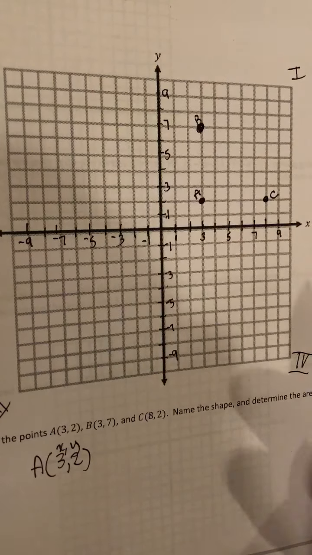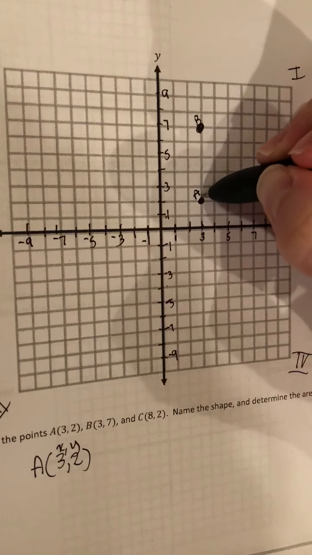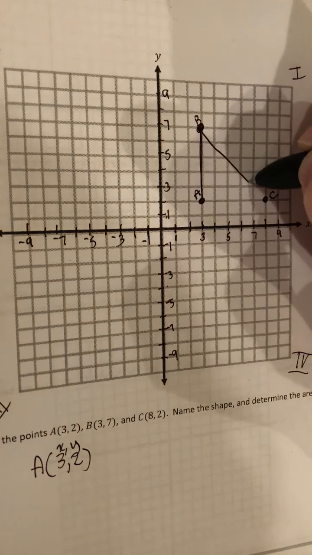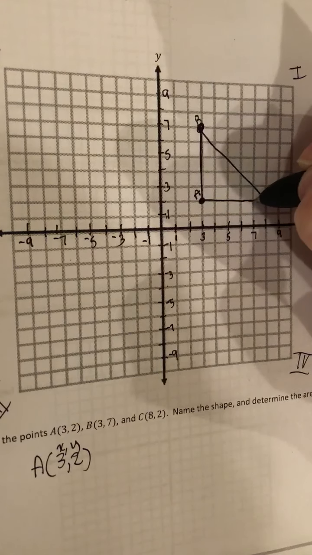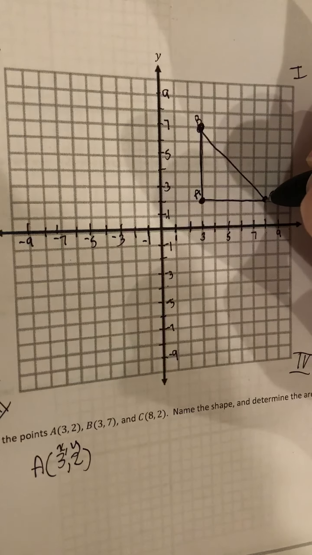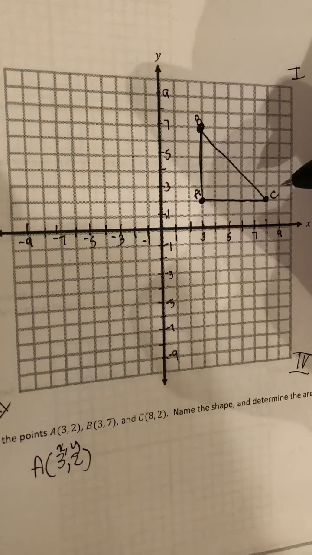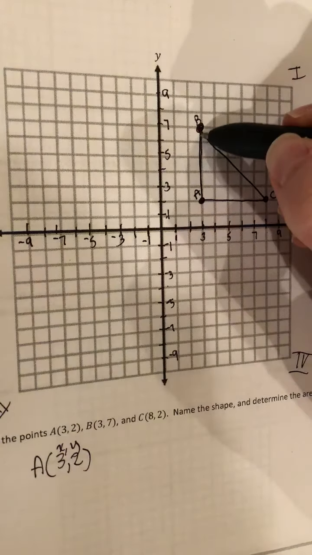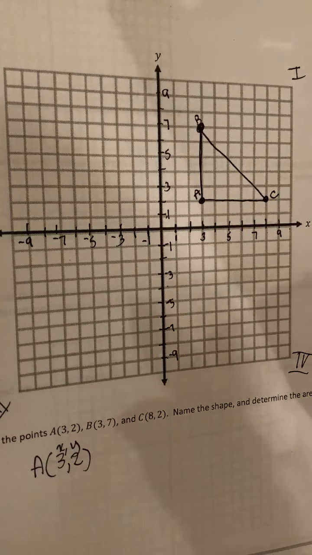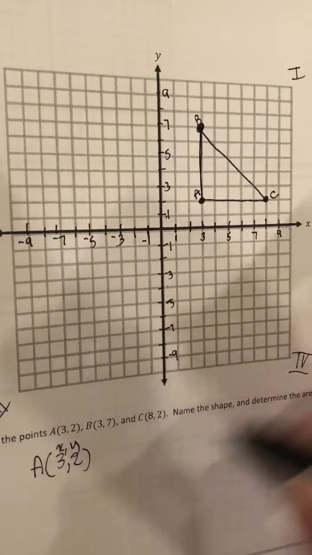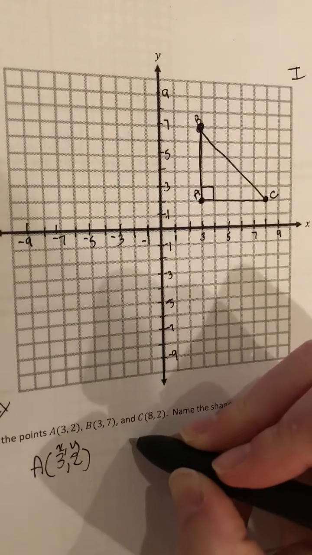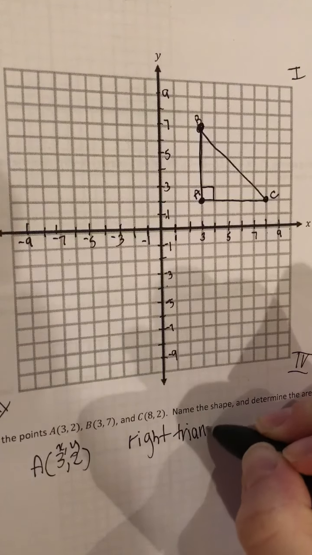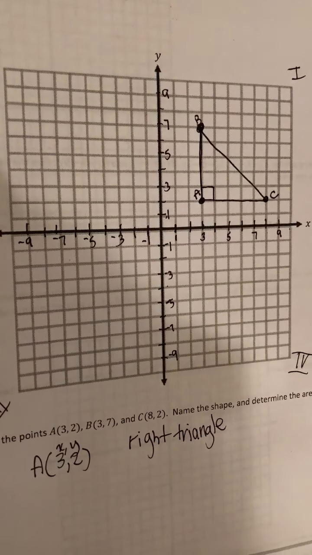Name the shape and determine the area of the polygon. Okay. I would take a straight edge. If you have a mathematic tool with a straight edge, you can, or you can just kind of eyeball it. Do not use pen like me. I'm using pen so you can see. Make sure you're using pencil. If you're not, find one. Because if you make a mistake, you want to be able to erase it on this graph. So this is obviously a right triangle. This is a 90-degree angle. And we have to find the area of it.